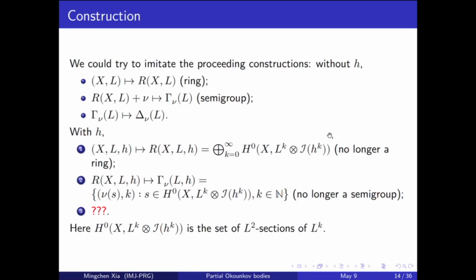But even though it's not a ring, let's try to see what we can get if we still follow the naive approach as we did in the case of Okounkov bodies. We include the information of nu, and we try to construct some semigroup using our information of X, L, H, and nu. We fix every level k, where k is an integer, and we consider all sections in the corresponding level k.